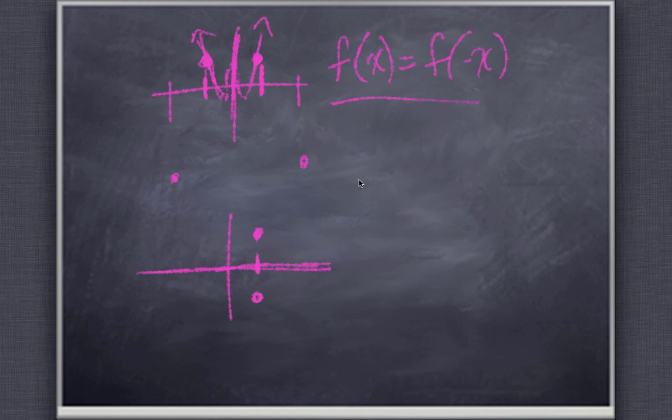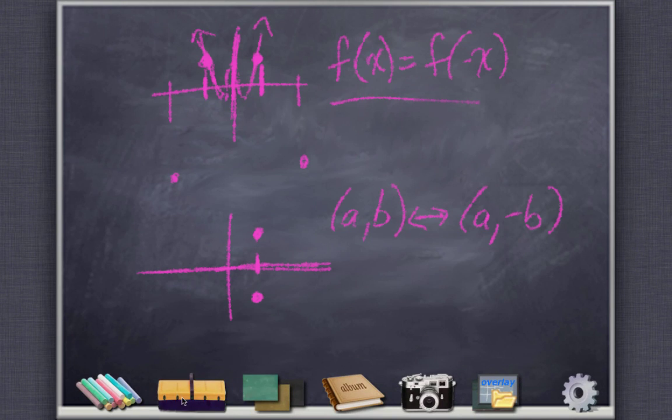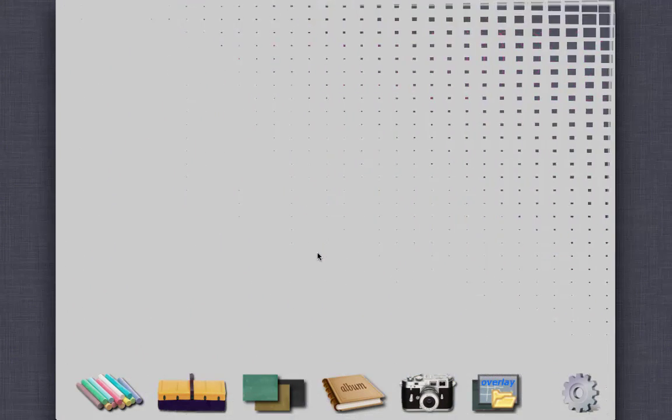But this means that if you plug in negative y, you'll get the same thing as if you plugged in y. So it could be that x is a function of y, but y is not a function of x. And it would just basically be if a, b is on the graph, then a, negative b is also on the graph. Okay?